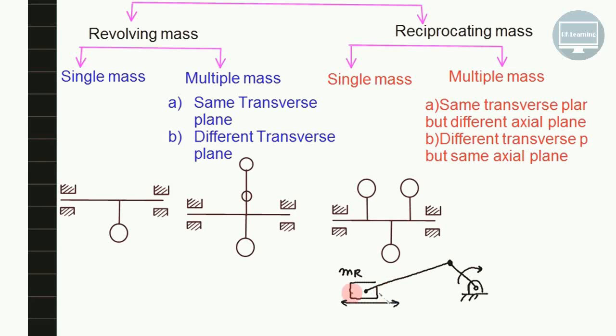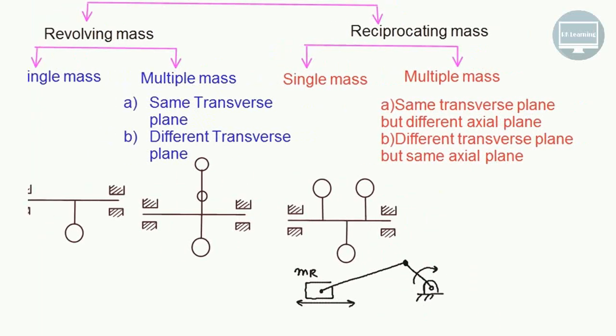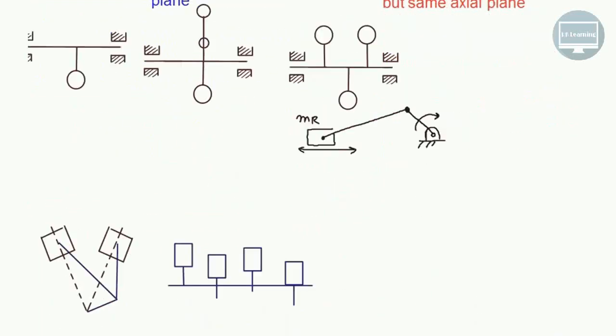But I cannot open it right now. We have to see the derivation for this, and then we come to certain practical difficulties there. Then we'll see whether balancing of rotating mass is 100% possible or not possible. That is a different issue. In a multiple mass system, we have the same transverse plane but different axial planes, and the second case is a different transverse plane but the same axial plane. We can demonstrate two cases.